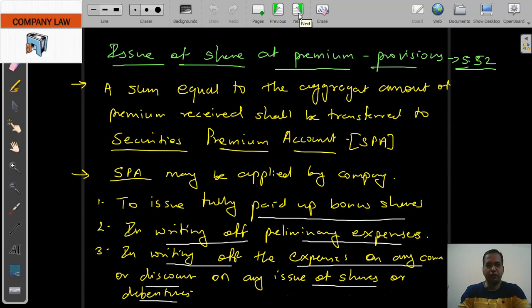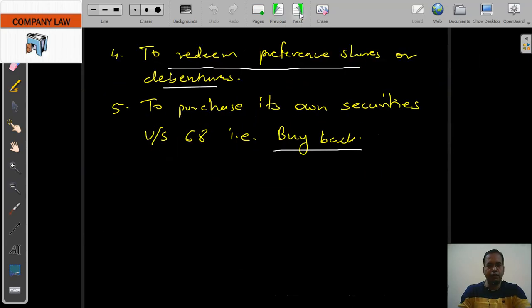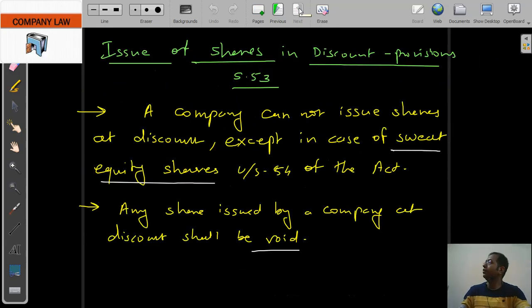So provisions relating to issue of shares at premium and issue of shares at discount. So students, we have completed today 3 different topics: difference between equity shares and preference shares, then shares versus stock, and issue of shares at premium and discount.